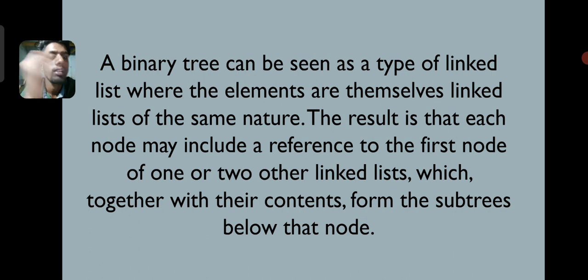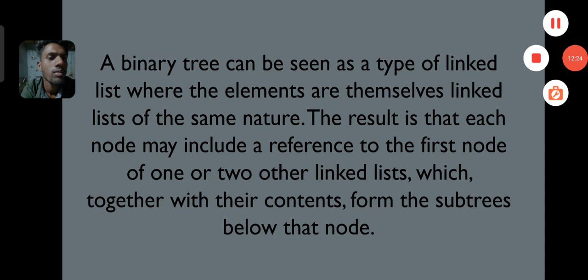A binary tree can be seen as a type of linked list where the elements are themselves linked lists of the same nature. The result is that a node may include a reference to the first node of one or two other linked lists, which together with their contents form the subtrees below that node.